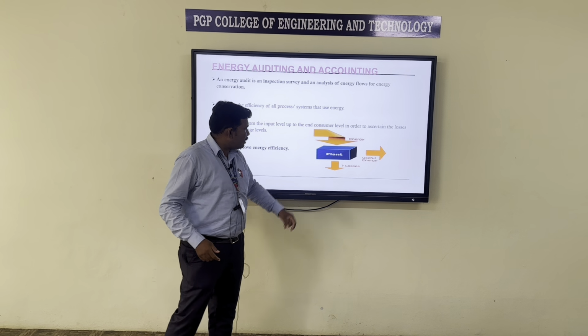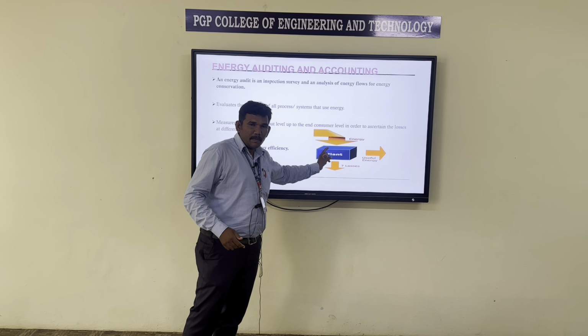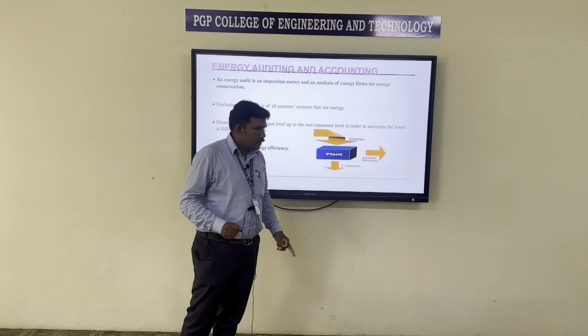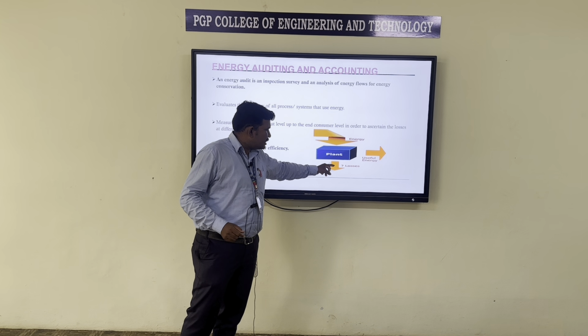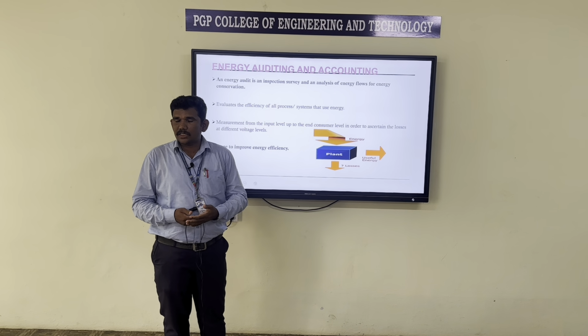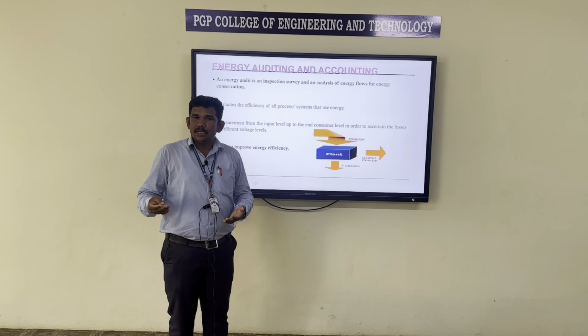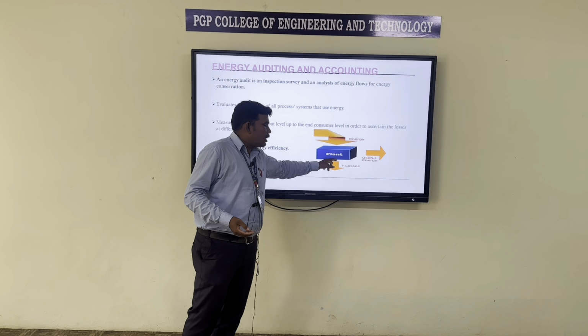This diagram shows the energy is given to the plant. The plant is going to do some useful work, whereas there are losses in every system. There are losses in electrical systems, like stray loss and copper loss. There are many losses, so we have to include the losses also.